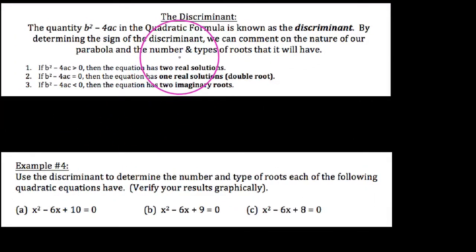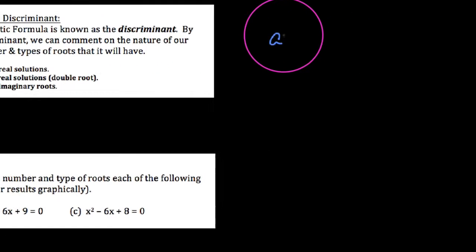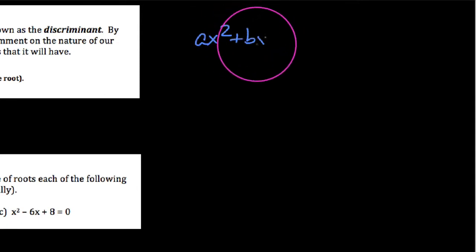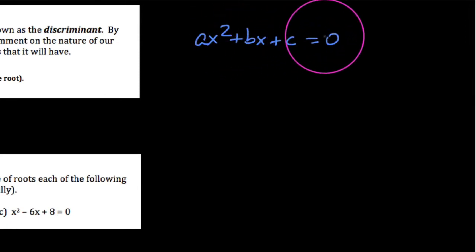In this video, we're going to be looking at the quadratic formula again, but specifically a certain part of the quadratic formula known as what we call the discriminant. So recall that when we talk about the quadratic formula, we're saying we have some quadratic function that's written in standard form and equal to 0.